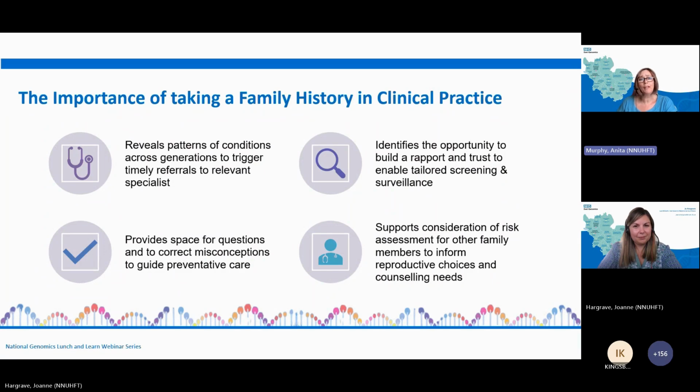So it will reveal a pattern of conditions which goes across generations, and it helps us to trigger referrals to relevant specialists in a timely fashion. Many diseases we know have a genetic component, such as some cancers, neuromuscular diseases, heart disease and diabetes. Early identification of these can guide screening and improve outcomes, and it can shorten the diagnostic odyssey for people with a rare condition. So that's the time it takes them to get a diagnosis from first presenting with symptoms.